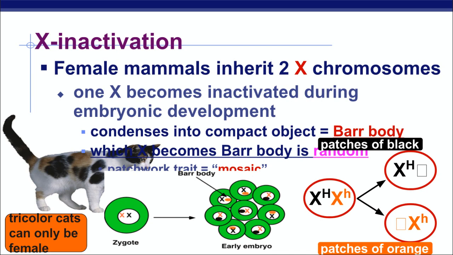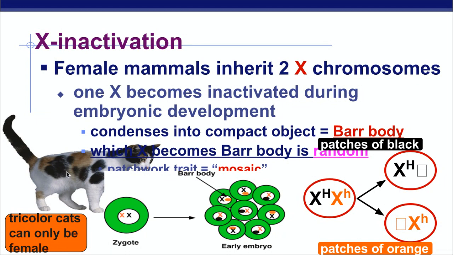It is important to note, though, that female mammals inherit two X chromosomes. We said this already. You get one X from mom, one X from dad. In order to prevent overexpression of genes, one X becomes inactivated during embryonic development. It condenses into a compact object, or a Barr body. This is random, whichever one becomes inactivated. And so depending on the one that is inactivated, you may notice differences in phenotype. A calico cat right here is an example.